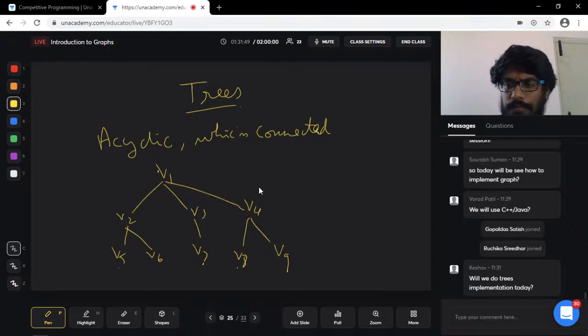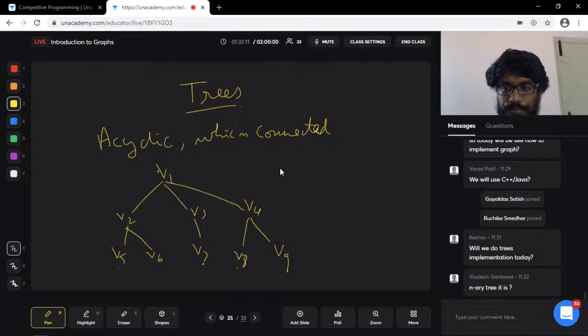Regarding implementation, I'm not sure. It basically depends on the amount of time we have. Anyway, we'll give you some codes which you can look up later. Don't worry about that. We'll definitely look at the way to represent these things, but exact code I'm not very sure about. It depends on time, how fast we go. N-ary tree we'll not get into that as well, Sailesh. It's just a general tree for now. Don't think of what exact kind of tree it is. It's not an n-ary tree to be precise.